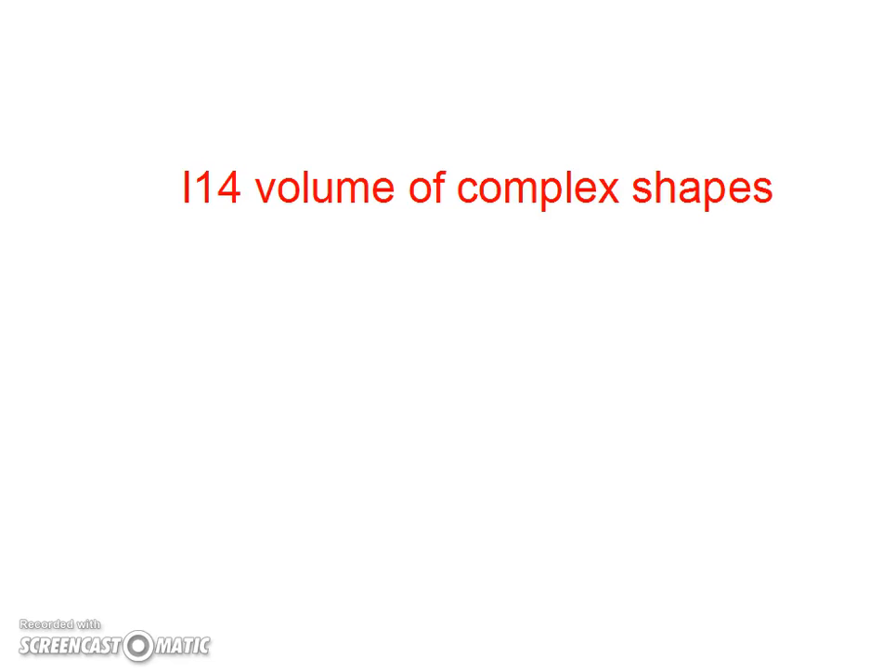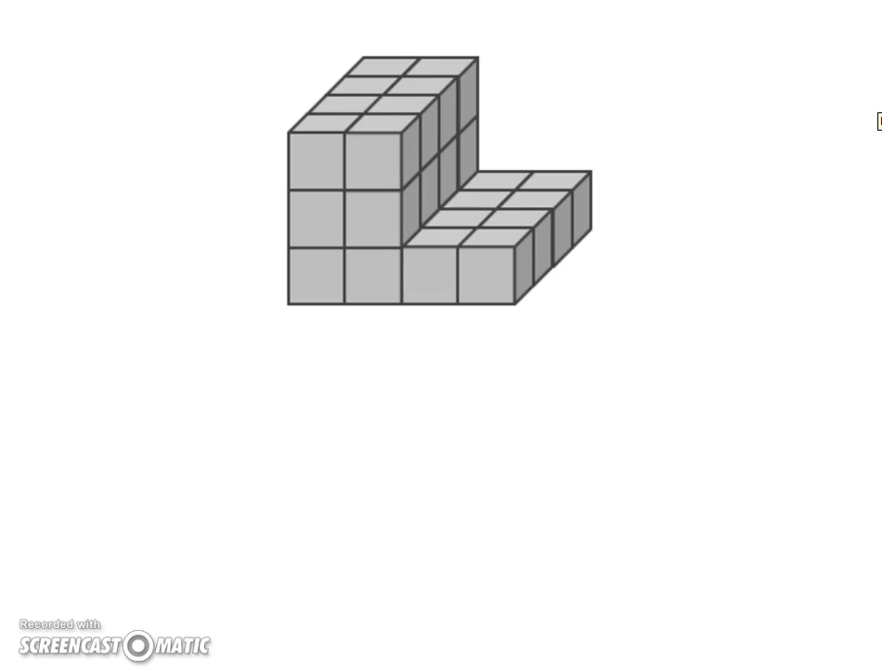This video is going to help you with finding the volume of complex shapes. By now we know that the volume of a rectangular prism is length times width times height. The problem is this isn't really a rectangular prism, it's really more like two of them put together. One of the easiest ways that I like to do this is just do one layer at a time.